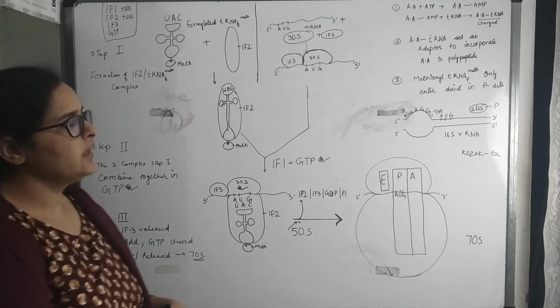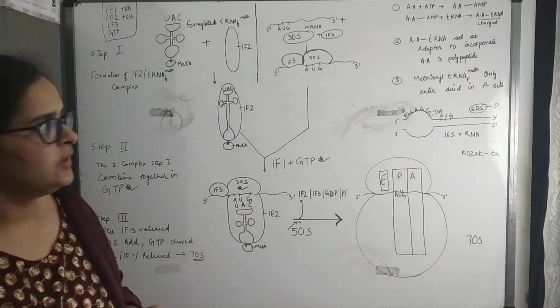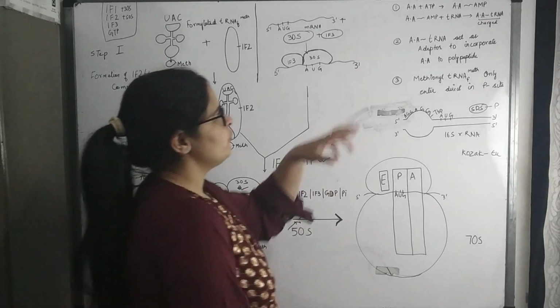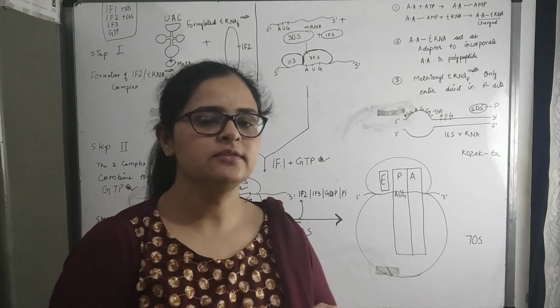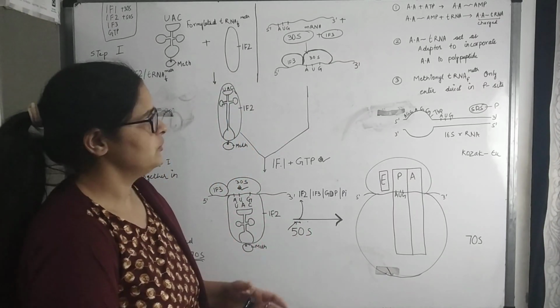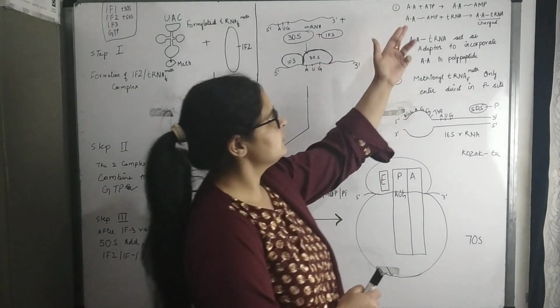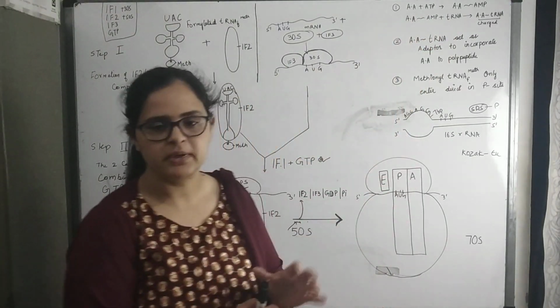So before going into detail, we have some important clues. So we have to learn that. So first of all, the tRNA which we are using here should be charged. So how will it be charged? In the presence of ATP, it will be completely charged.